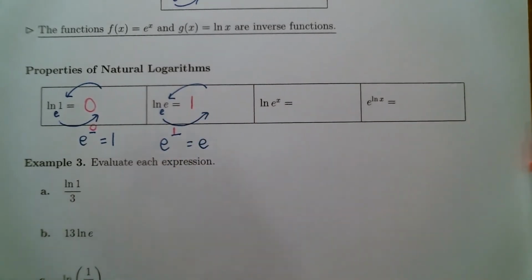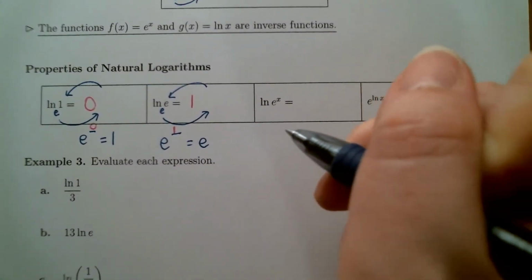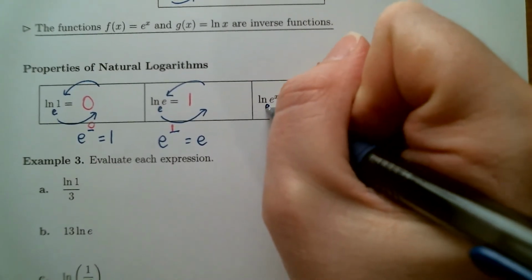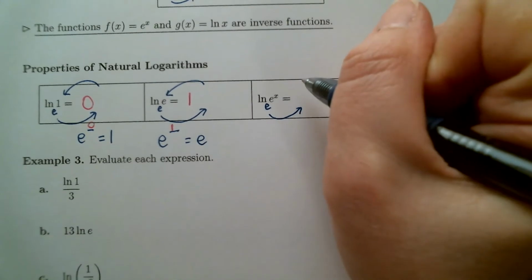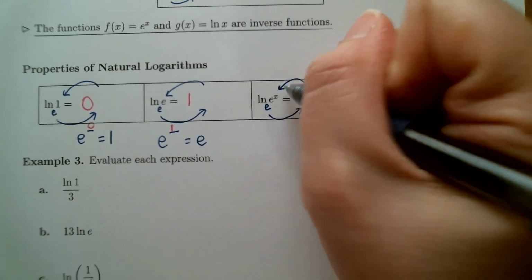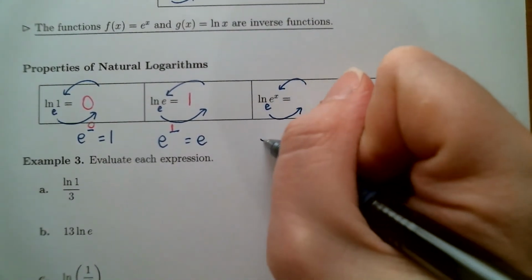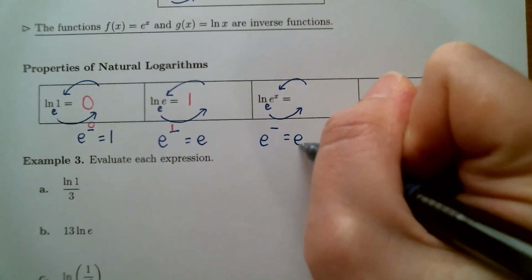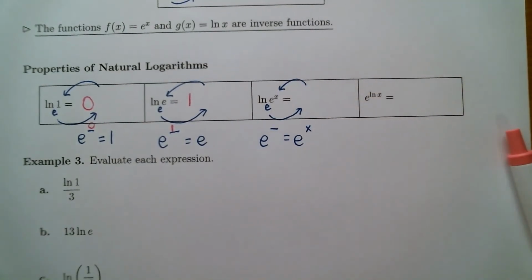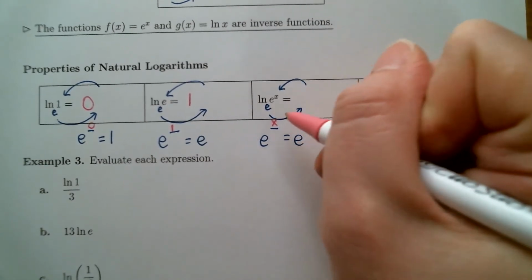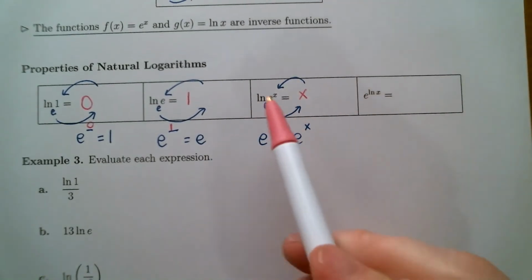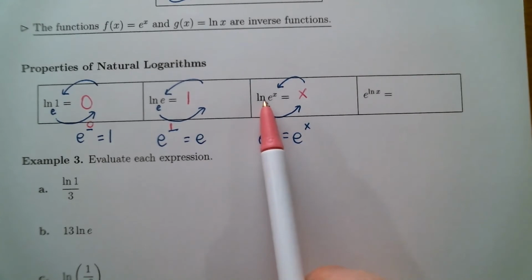Okay, next example: natural log of e to the x. Again, my base is e. I'm trying to figure out what power I need to raise e to in order to get the quantity e to the x. So e to what power is going to give me e to the x? The only way these two sides can be equal is if this exponent is x. So again, if ln and e are side by side, they're going to cancel out and the exponent will come down.